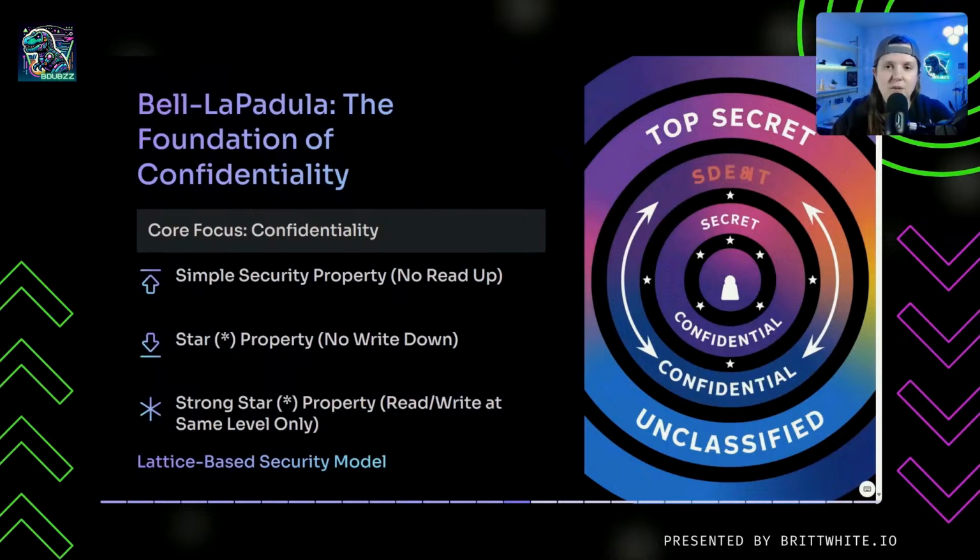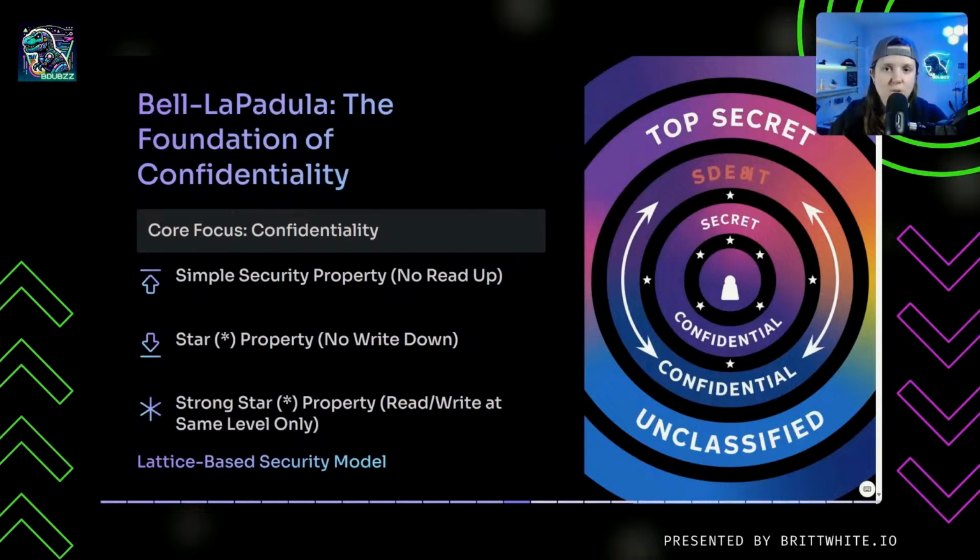Then we have the star property, or no write down. A subject cannot write information to a lower security level. This prevents data leaks by stopping users from writing information to lower security levels. Someone with a top secret clearance can't write data to secret or unclassified levels, preventing both accidental and intentional information leaks.